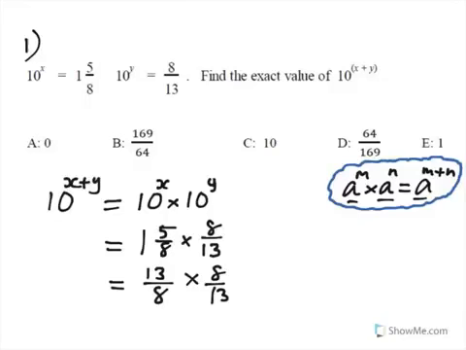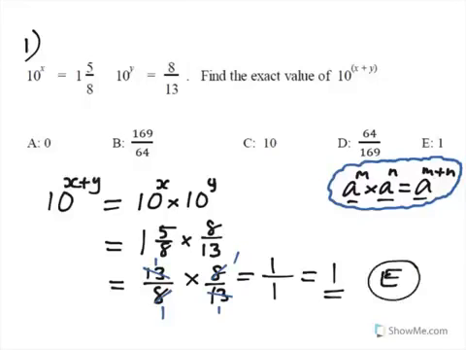You can see now that this 8 will cancel with that 8, and this 13 will cancel with that 13, to leave you, in the numerator, 1 times 1 is 1, and in the denominator, 1 times 1 is 1. So the answer is 1, and the correct option is E.